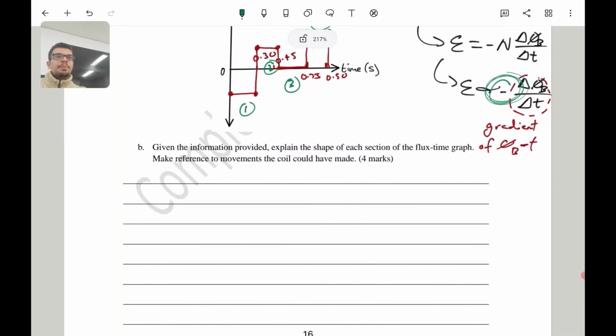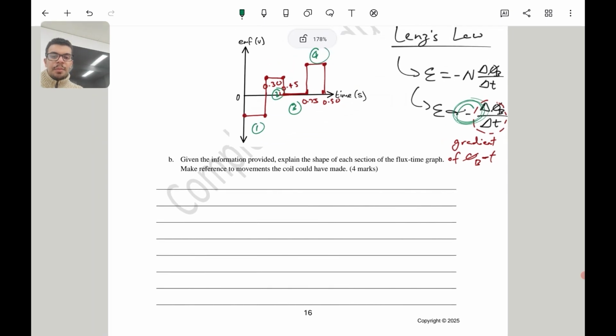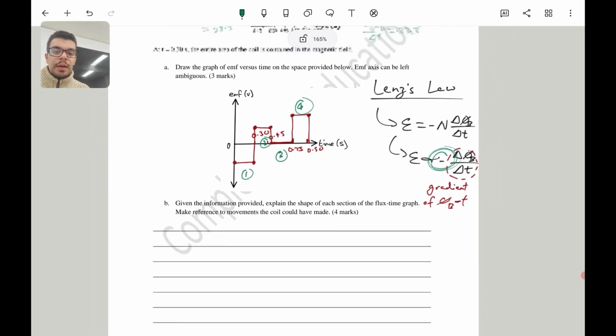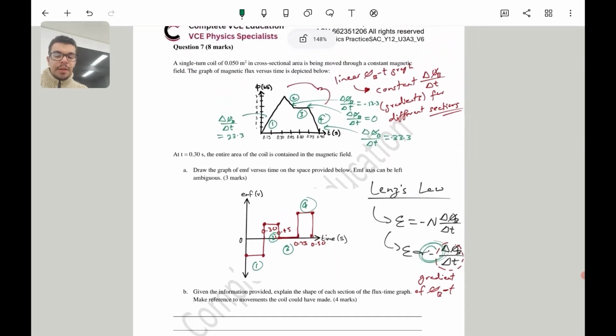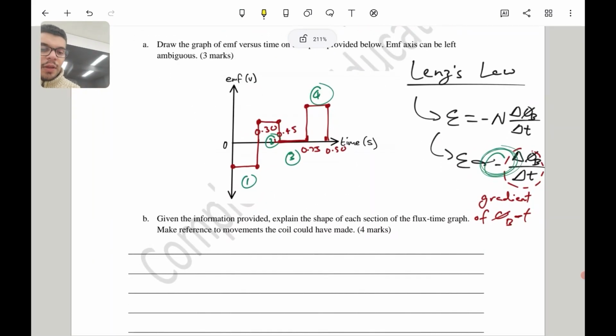All right, so part B. Given the information provided, explain the shape of each section of the flux-time graph. Make reference to the movements the coil could have made. All right, perfect. So in this particular case, we can see that our coil, first of all, cannot rotate. Okay, so that's the first thing we can say. So in terms of the movement, the coil cannot rotate.